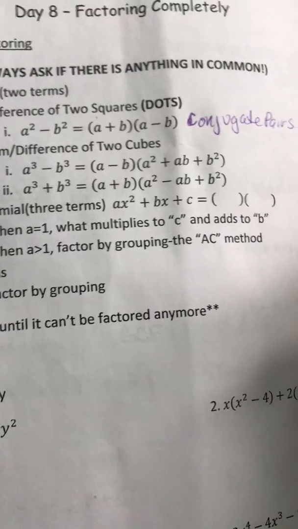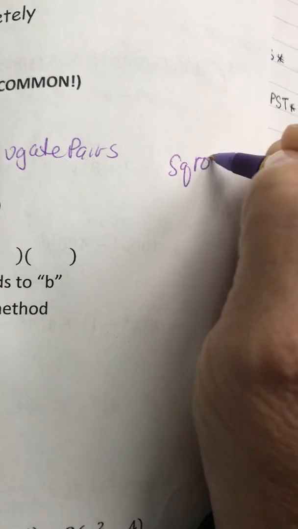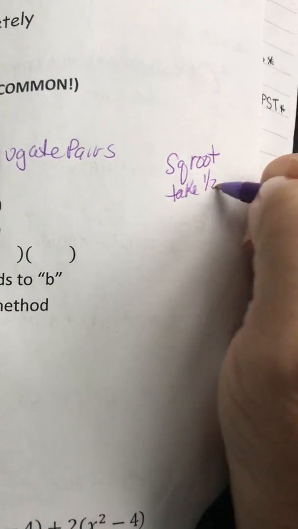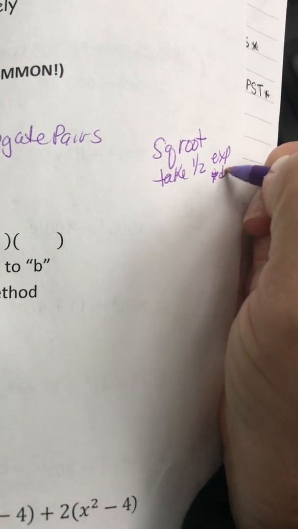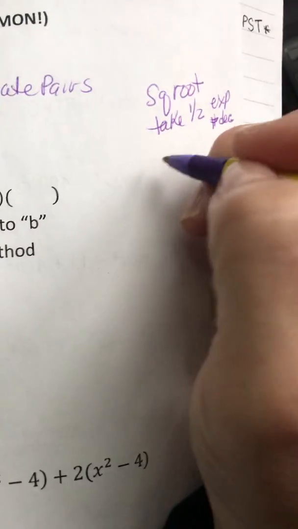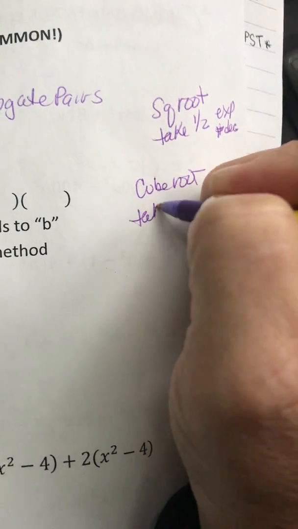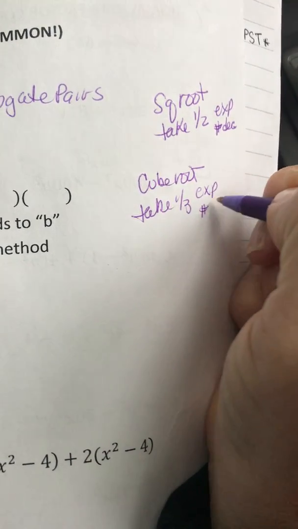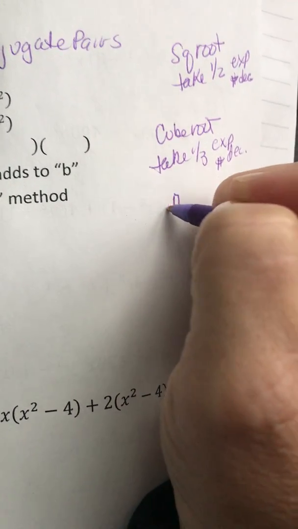So one thing to remember with both of these is if it is a square root, then you take half of the exponent or half of the number of decimals. If it's a cube root, you take a third of the exponent or number of decimals. And don't forget, you can put those in your calculator.